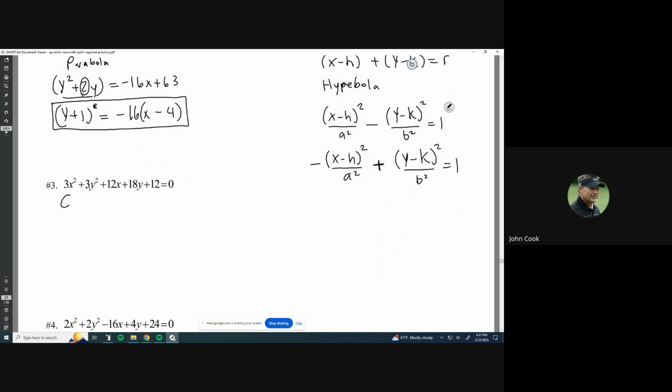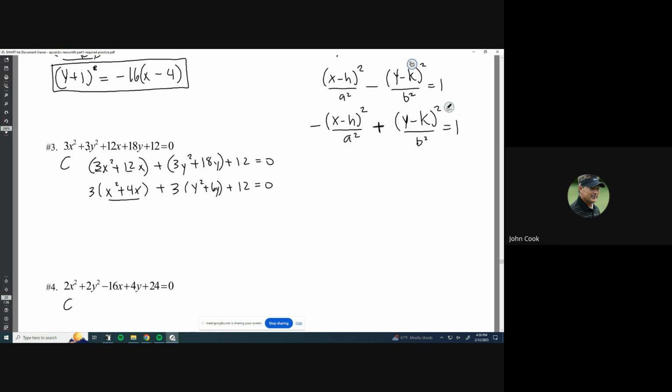Okay, and then number 3. Same thing. I'm just going to group the x's and group the y's. So 3x squared plus 12x plus 3y squared plus 18y plus 12 equals 0. I'm going to group the x's and group the y's. So I divide out the lead coefficient or any common multiples. I'm going to take out 3 from both of these. So I get 3 and then x squared plus 4x. Same thing with the other one. I'm going to divide out 3. So 3 and then y squared plus 6y, and then plus 12 equals 0.